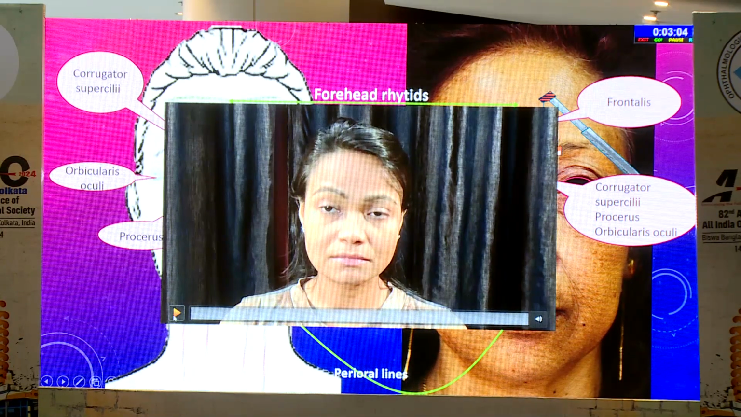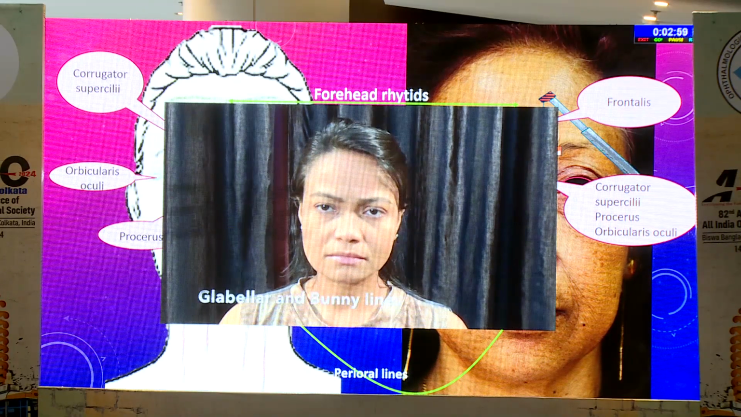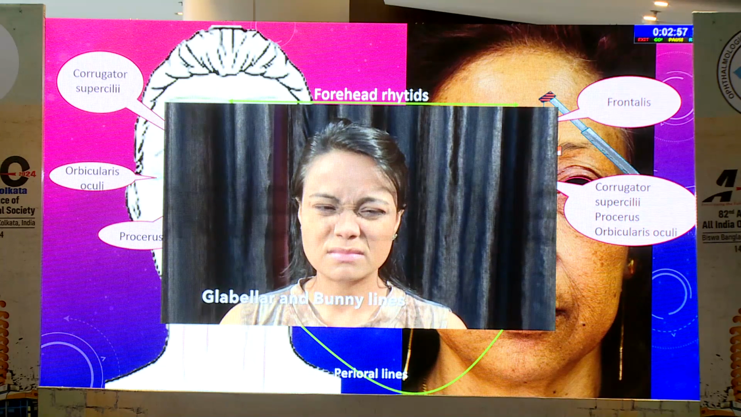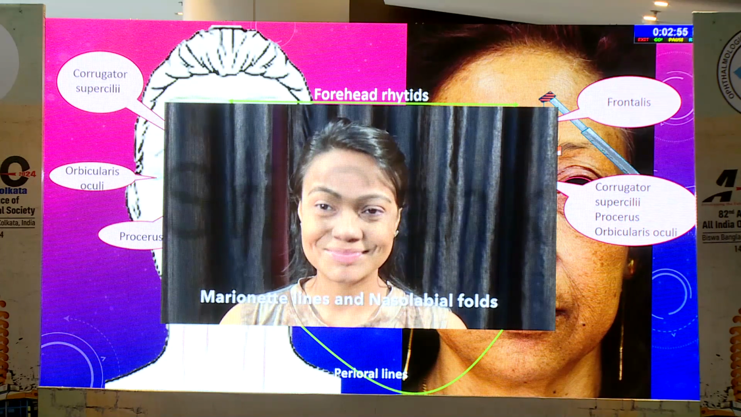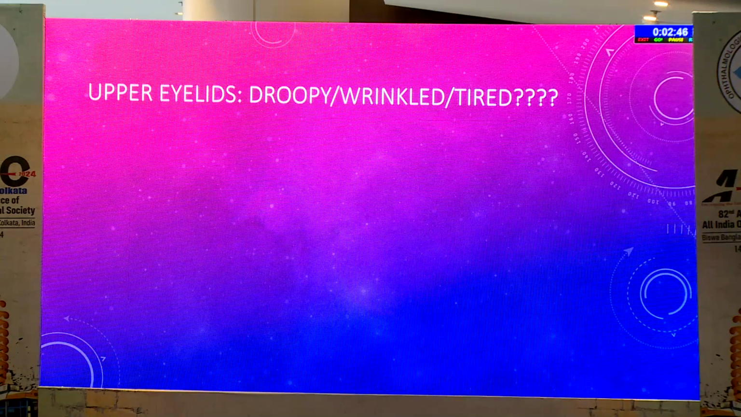So how do you elicit this? You'll have to elicit the patient to perform various facial expressions. The patient will have to raise the eyebrows, grimace, smile. So all the facial muscles, their actions need to be elicited and pre-recorded before any procedure.